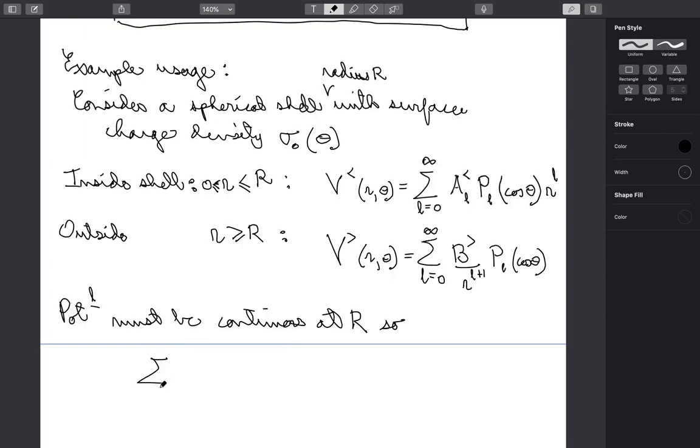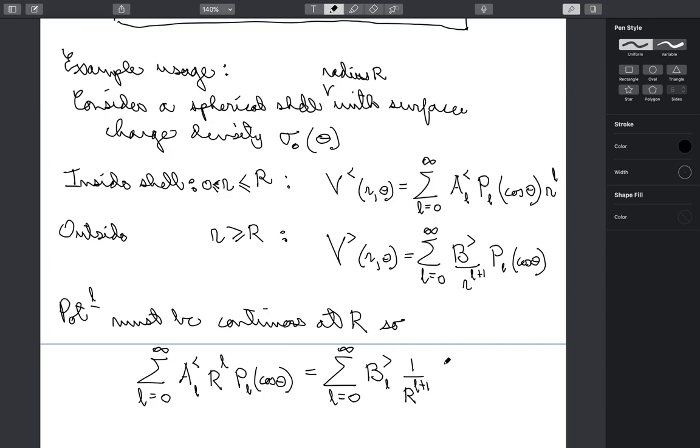So therefore, we can write a first equation between our coefficients. The equation is simply that the sum L equals 0 to infinity of the A_L lesser times the radius to the power L with P_L of cos theta has to be equal to the summation from L equals 0 to infinity of the B_L greater times 1 over big R to the L plus 1 with P_L of cos theta.